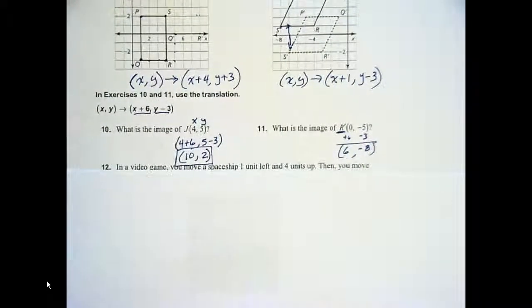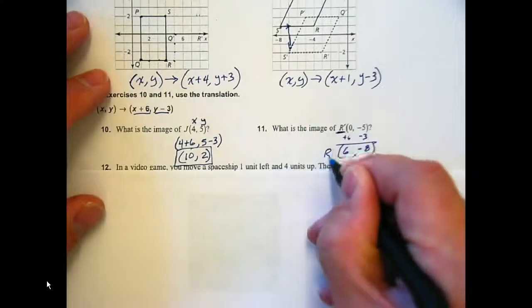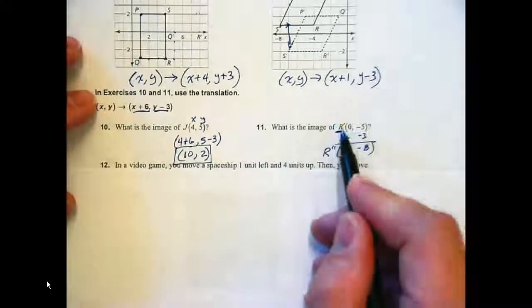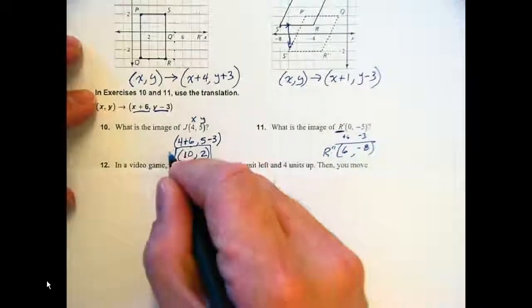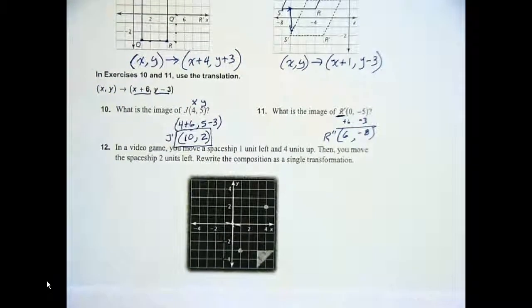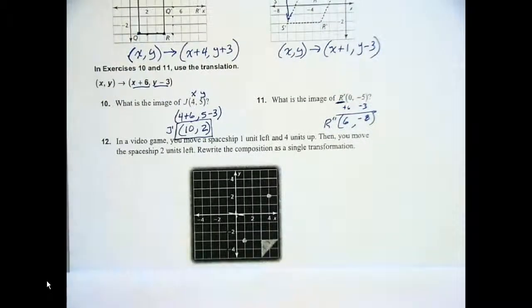Okay. R prime prime then, right? That'd be R prime prime. Because R prime was that. This would be R double prime. This would be J prime. Okay. Last one. I'm going to hand out your assignment while you guys are working through number 12. Okay? Do your best.